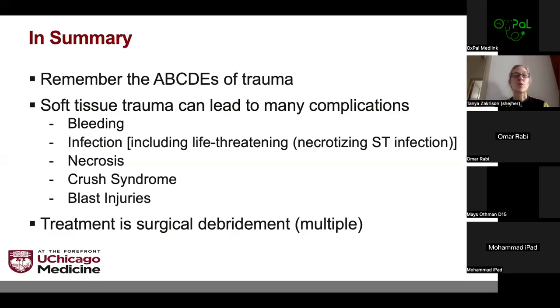I'm worried about necrosis. I'm worried about crush injury turning into a crush syndrome. And also, blast injuries can cause soft tissue infections and soft tissue injuries. So I want to think about them, even though my patient after a blast injury might look fine on the outside. Treatment is surgical debridement with my scalpel blade. And I might need to do that several times to ensure that the tissue is healthy and clean before I allow it to heal by secondary intention.